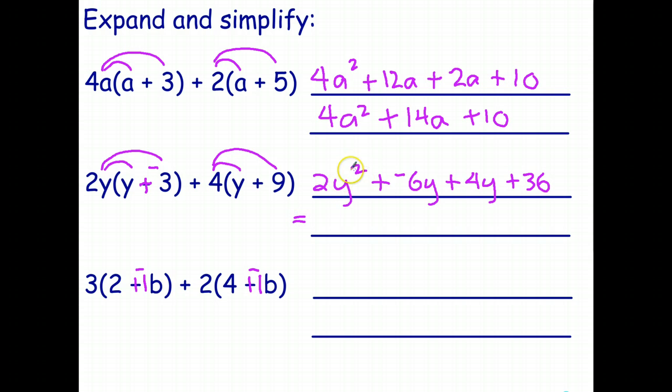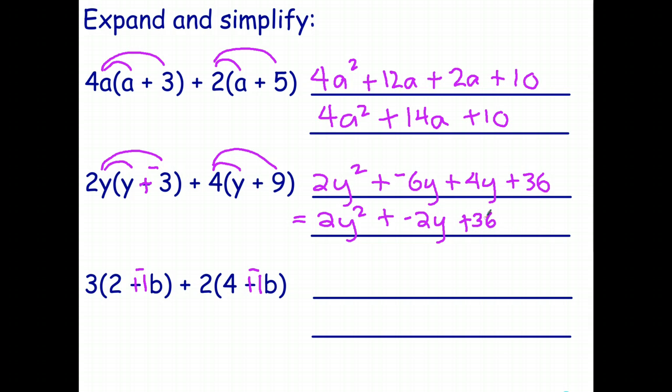Okay, once again, I've got a y squared term. I've got a y term, and a constant. So I can't add anything to the y squared term. Now we've got to think back to integer operations. Negative 6 plus 4. Well, I think of that as being a debt of $6 in one pocket, $4 in the other pocket. That means after I pay off $4, I still have a debt of $2. And then finally, plus 36.